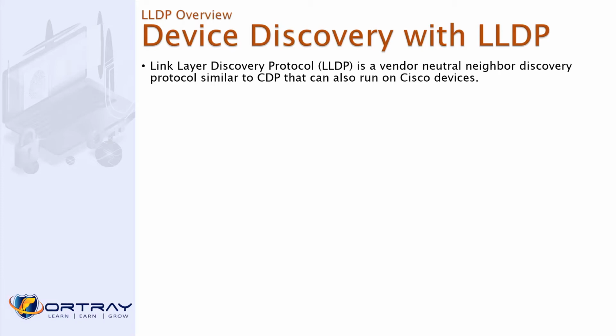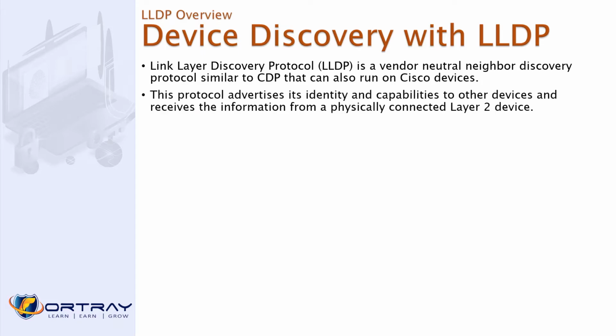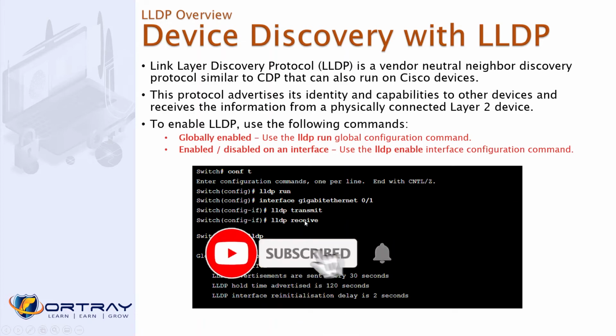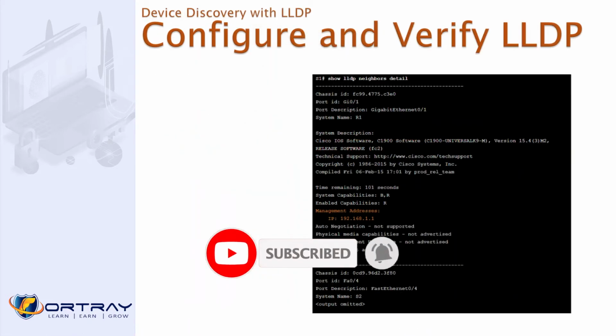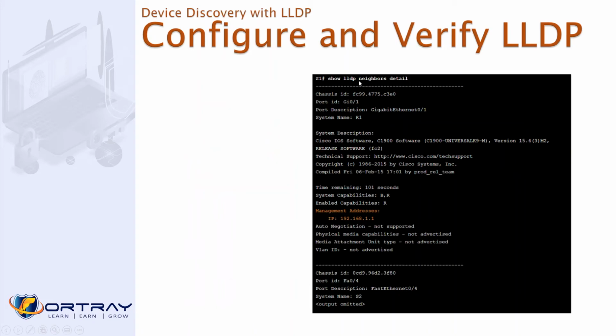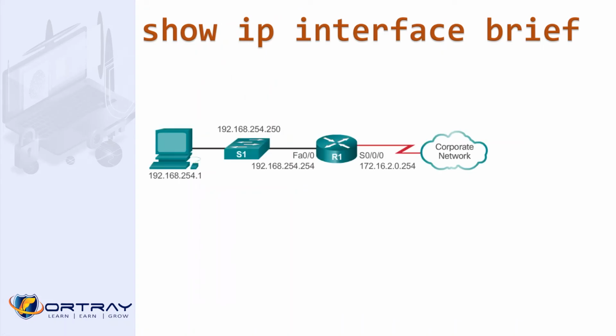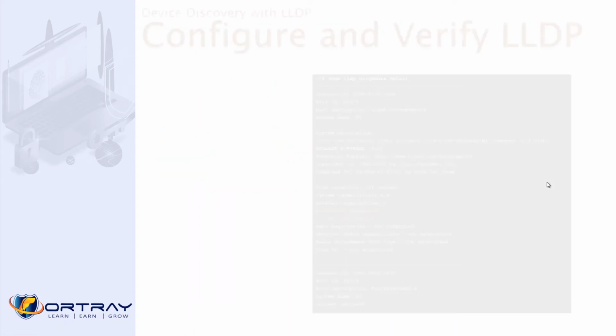So the difference between LLDP and CDP: both are the same kind of protocol, both are Layer 2 protocols. The difference is CDP runs only between Cisco and Cisco, while LLDP runs between Cisco and non-Cisco devices at the same time. It does the same job, same protocol, same configuration. As you can see, for LLDP you can switch the feature on and off at the interface level. Configure and verify, same command: show lldp neighbor detail. Okay, so this is about LLDP.